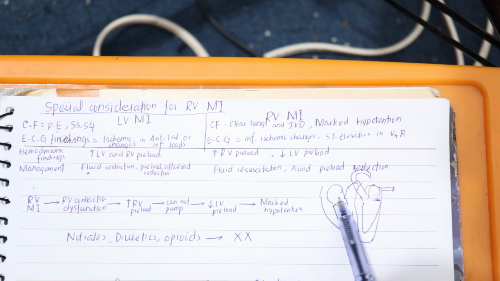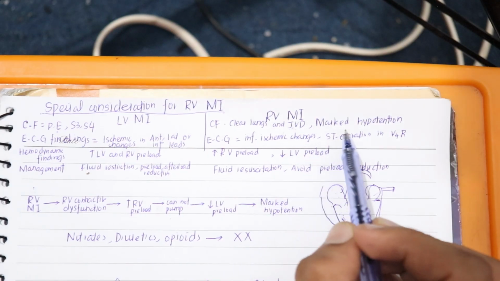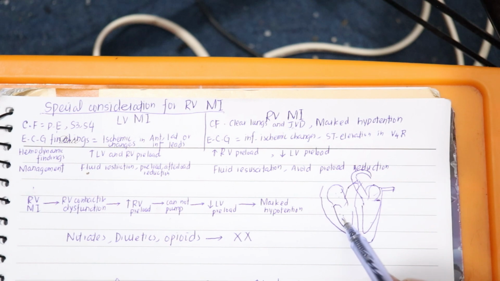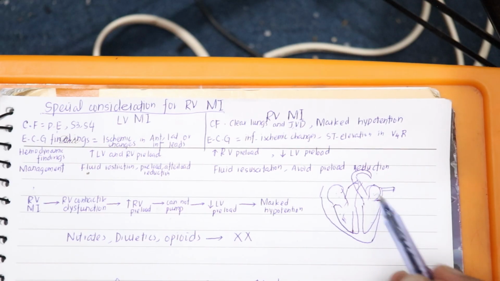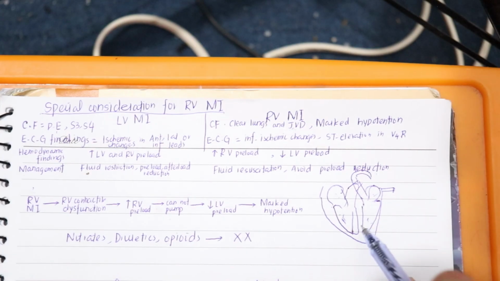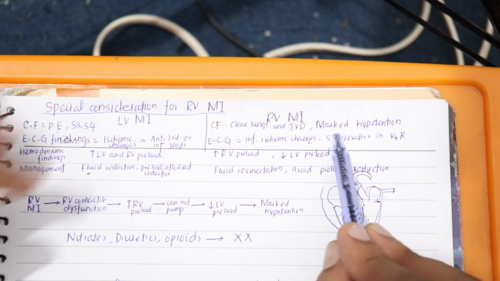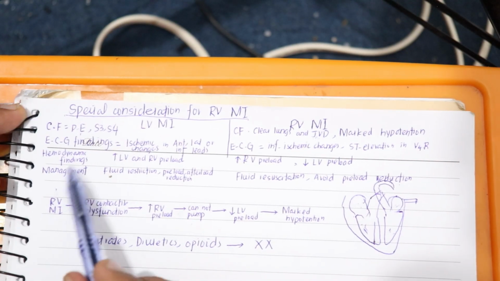Why? Because it is not contracting its own blood. So there would be jugular venous distension as well as marked hypotension. Why? Because if it is pumping less blood into the lungs, and there is less return into the left atrium as well as the left ventricle. So if the preload of the left ventricle is less, the cardiac output would be less, and there would be marked hypotension in right ventricular myocardial infarction.